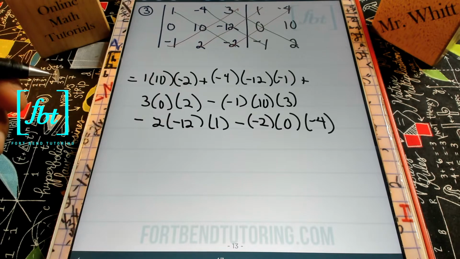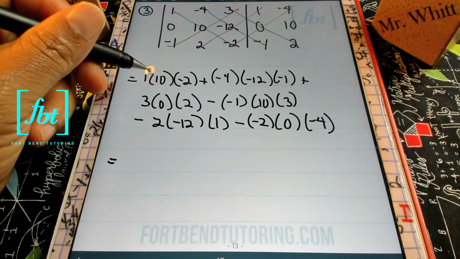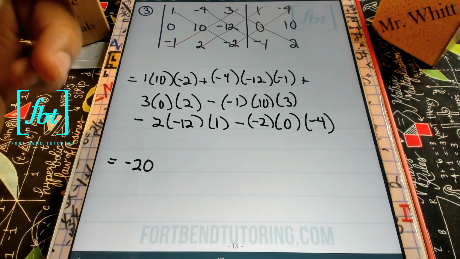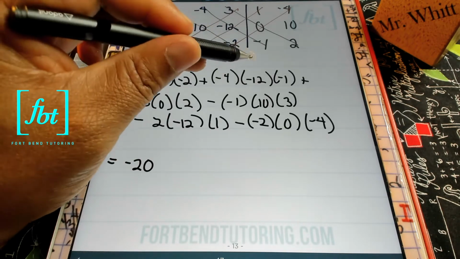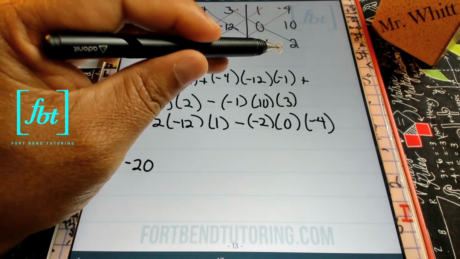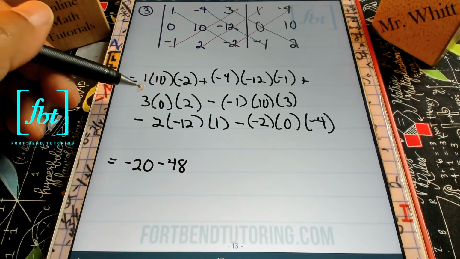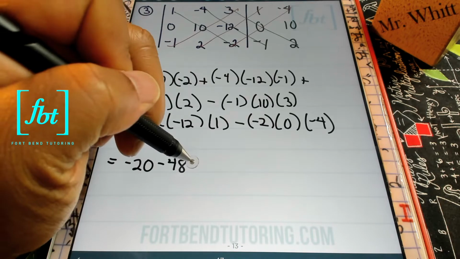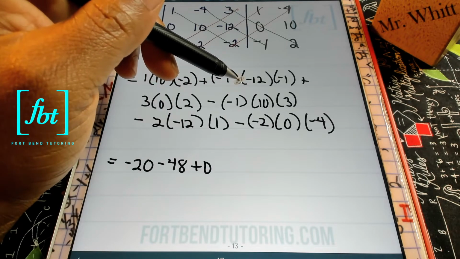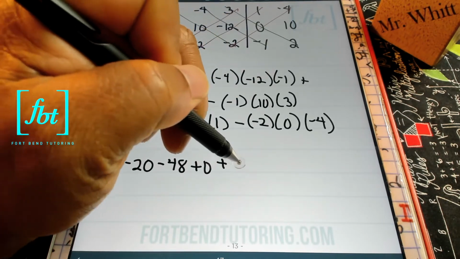Now to multiply and simplify, guys. We'll have 1 times 10 is 10. 10 times -2 gives us -20. Then multiplying -4 times -12, that gives you +48. 48 and -1 give you -48. Then we'll be multiplying 3 times 0 times 2, that gives you 0. Then we'll be finding the opposite of -1, which is 1. And 1 times 10 is 10, and then 10 times 3 gives you 30.